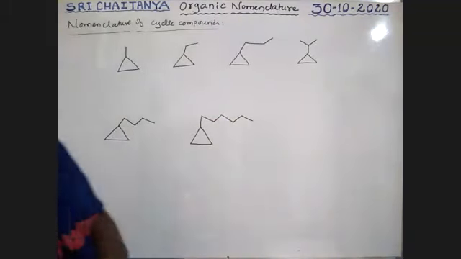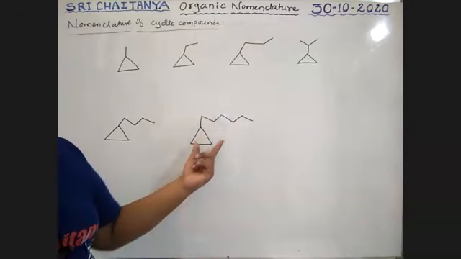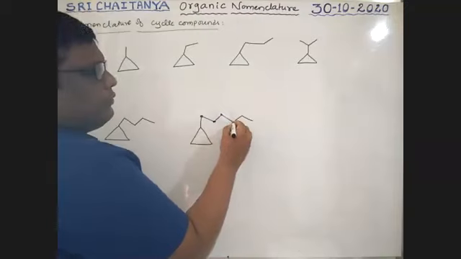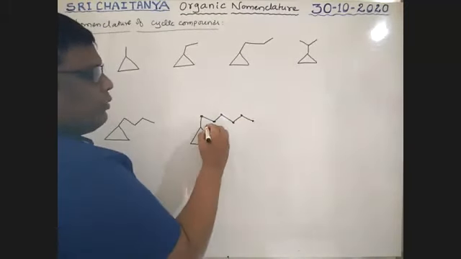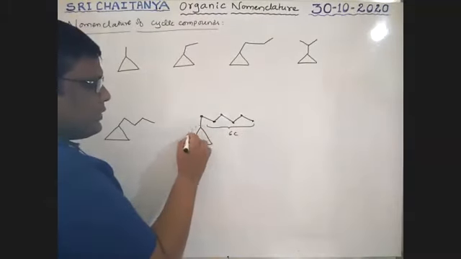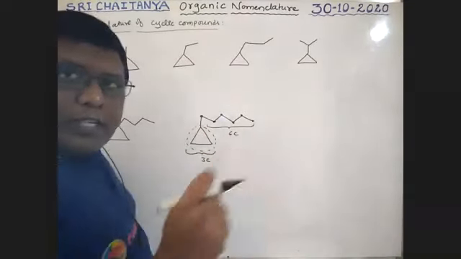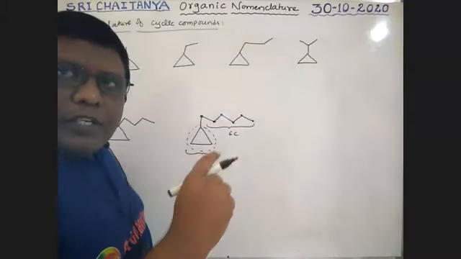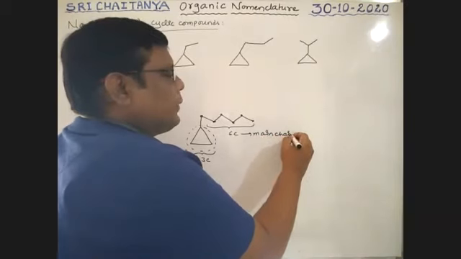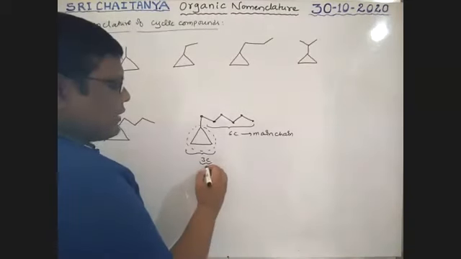Now, what is the naming of this compound? Boys, here an open chain is there, and a ring is there. In this open chain, carbon 1, 2, 3, 4, 5, 6, the open chain contains 6 carbons. Here the ring contains 3 carbons. Which one contains more carbons? The open chain. Therefore, this is the main chain, the parent chain, and the ring acts as a substituent.